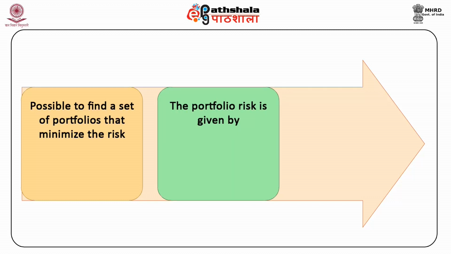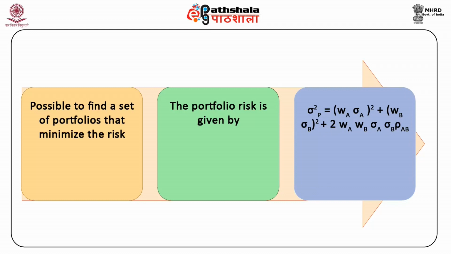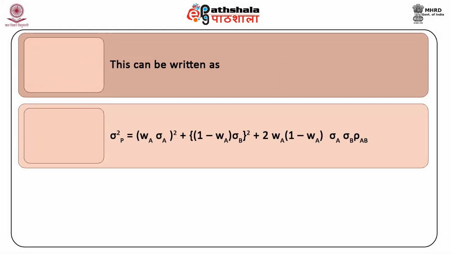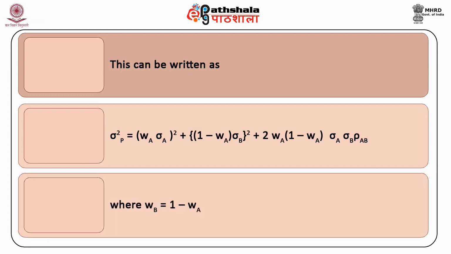The portfolio risk is given by σ²P = WA²σA² + WB²σB² + 2 WA WB σA σB ρAB. This can be written as σ²P = WA²σA² + (1 − WA)²σB² + 2 WA (1 − WA) σA σB ρAB, where WB is equal to 1 minus WA.